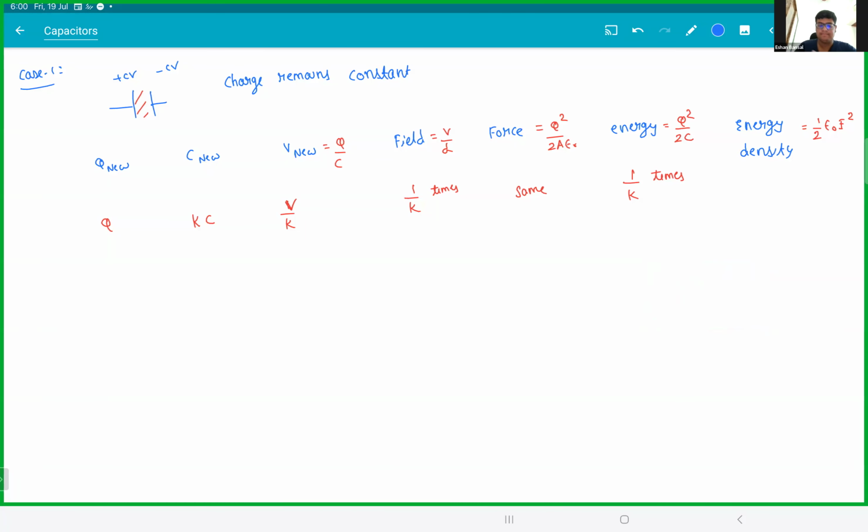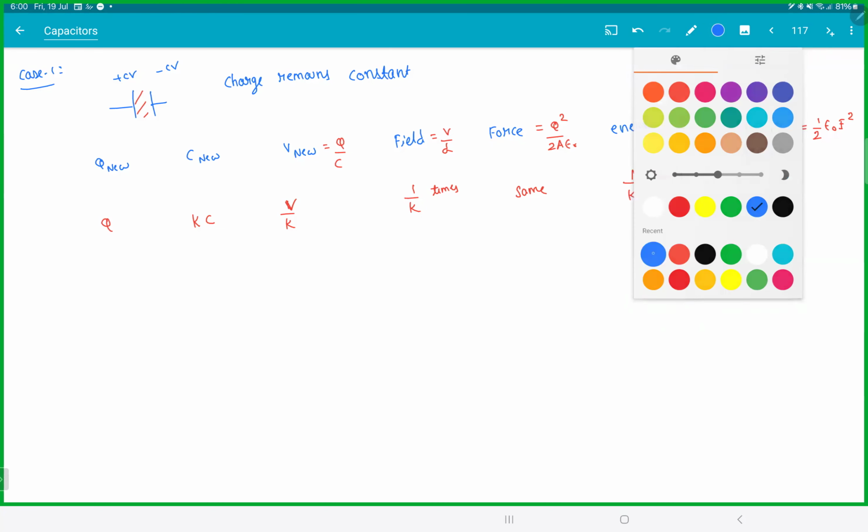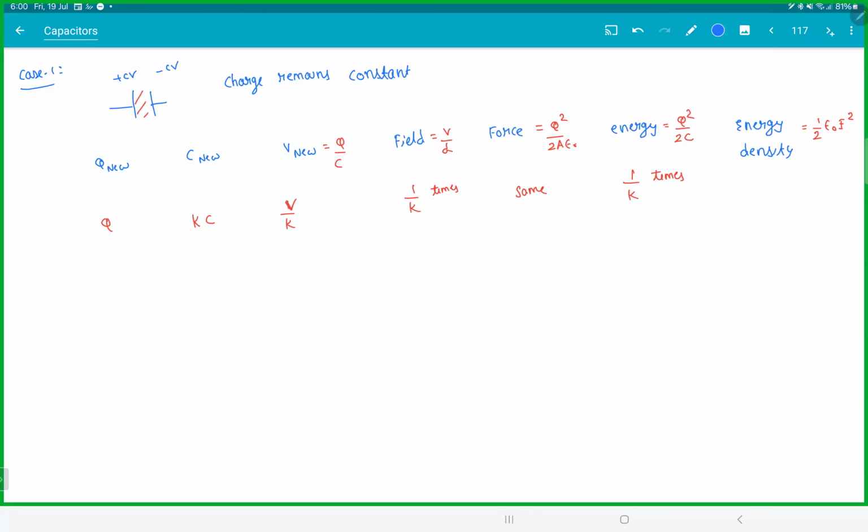Yes sir. When will that 1 by epsilon come? If the entire charges are placed in a medium, the medium should extend till infinity. Then epsilon becomes K epsilon, and E becomes 1 by K. So this is 1 by K. Clear?